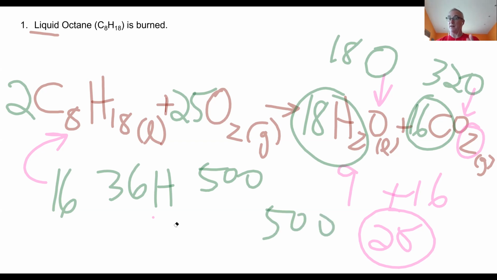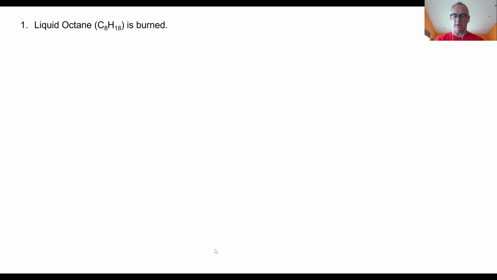So now we have a balanced reaction and we have all the states. So 2 molecules of octane are oxidized, burned by 25 molecules of oxygen, making 18 molecules of water and 16 molecules of CO2. Yep, there you go. So what would be the next one you'd like to look at?